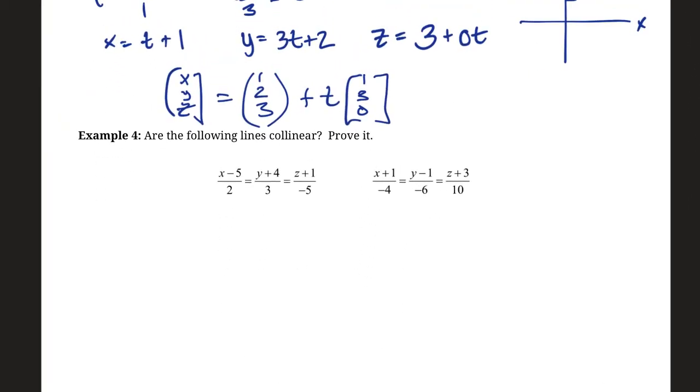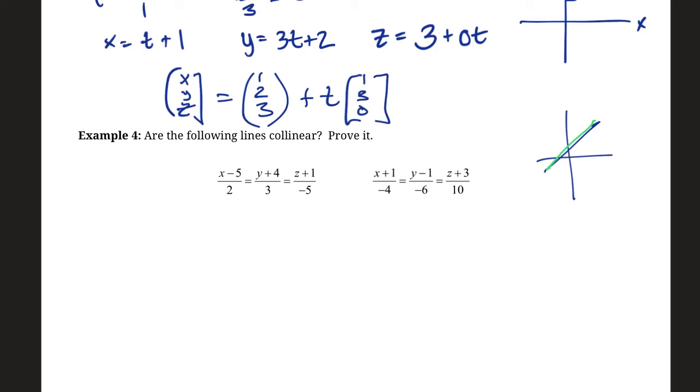Last question: are the following lines collinear? Well, do we remember what collinear means? Collinear means essentially that the lines are on top of each other, so it's the same line. So if you had two lines, like for example this line, and then you had a green line on top of it, collinear means they're the same line. So basically, can you prove that these lines are collinear or not?